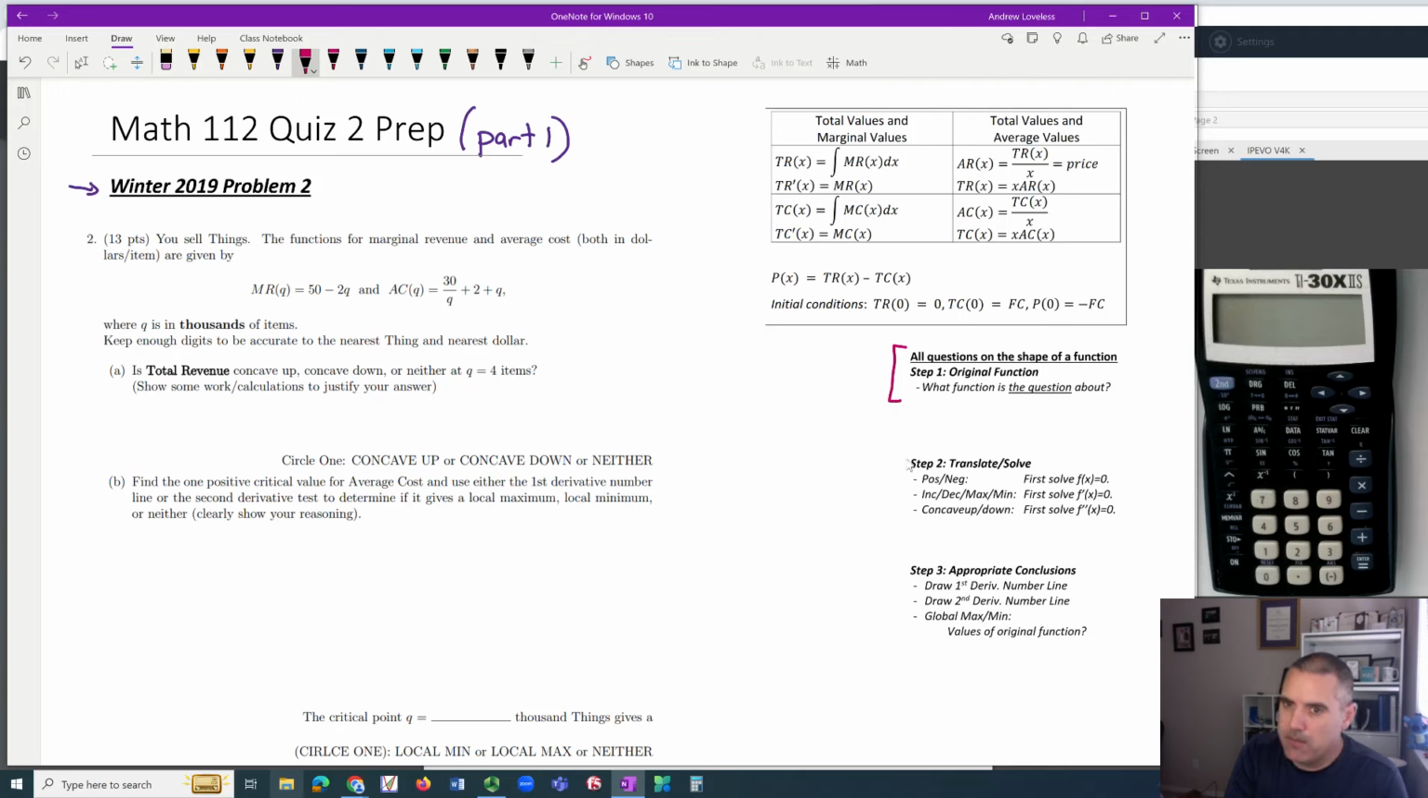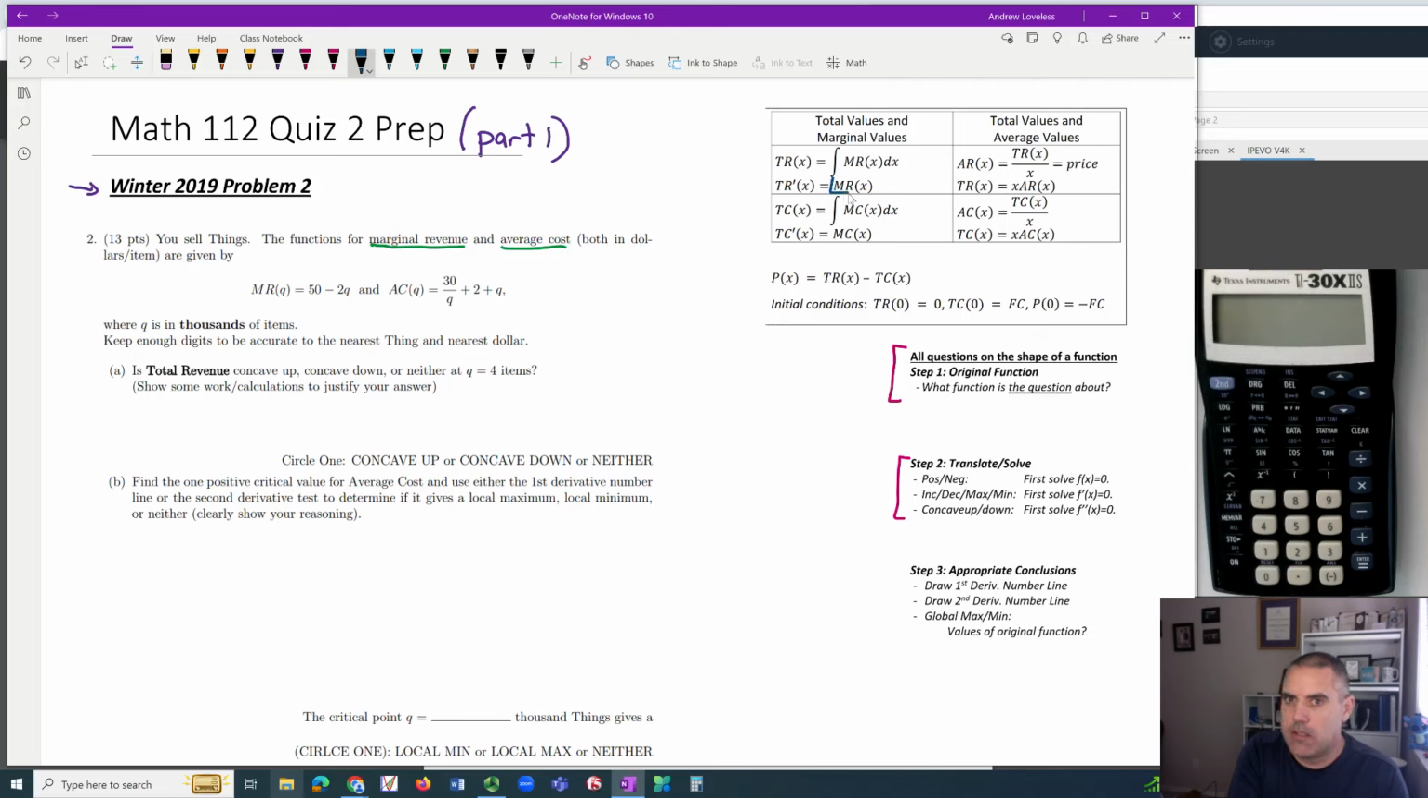Then we'll translate. Then we'll make appropriate conclusions. So we're going to continue. This is the main theme of this thing I want you to prepare for in quiz 2. Okay, you sell things. The functions for marginal revenue and average cost, both in dollars per item, are given by these functions. So right away, things should be jumping off the page for you.